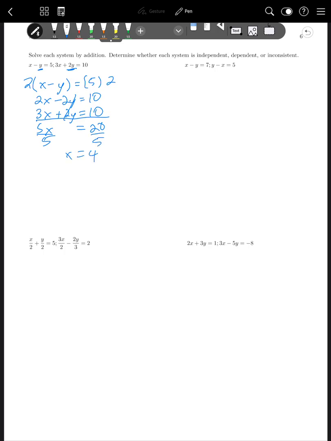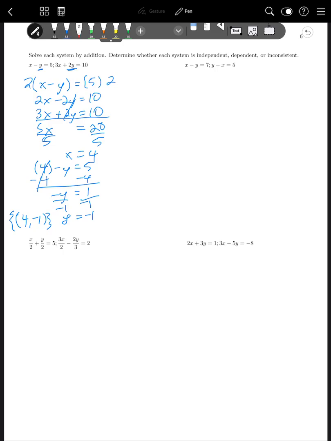And then I can plug that into either of the two first equations. So we could do 4 minus y equals 5, subtract 4 from both sides. The opposite of y equals 1, divide by negative 1. So y equals negative 1. So this one is 4 comma negative 1. Okay. So that's the idea.